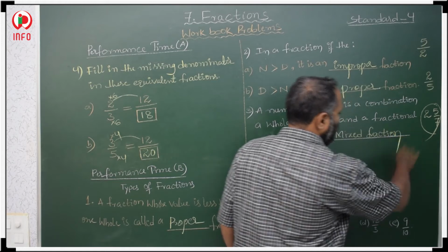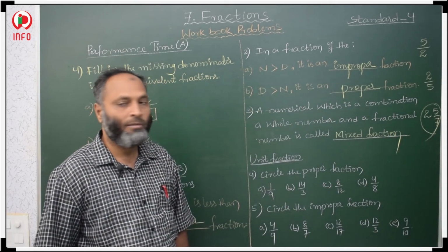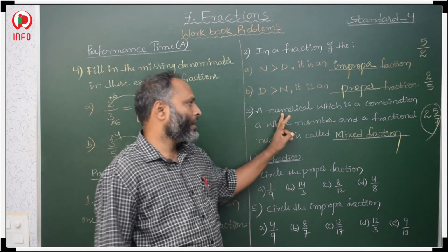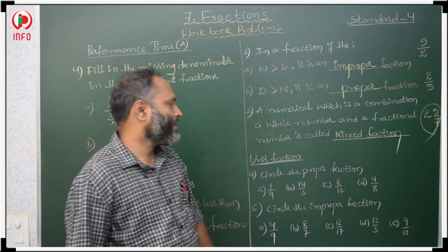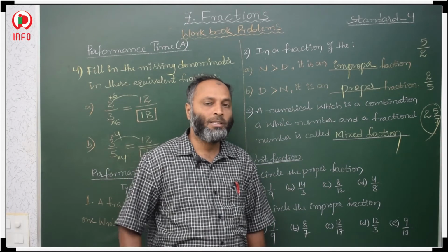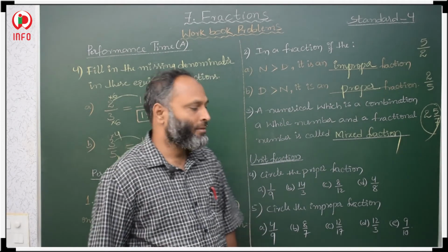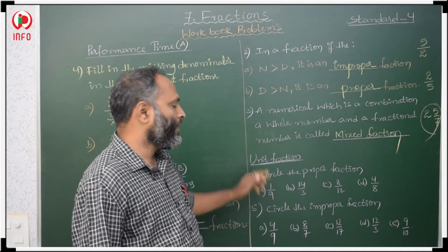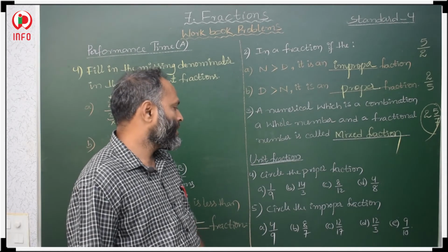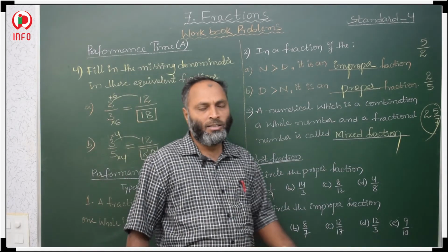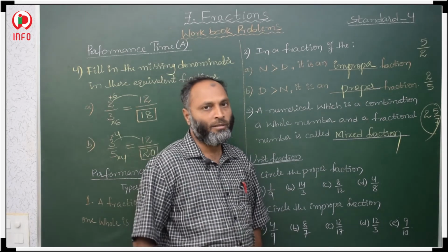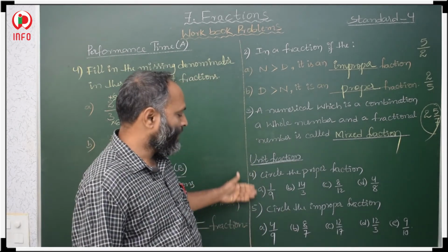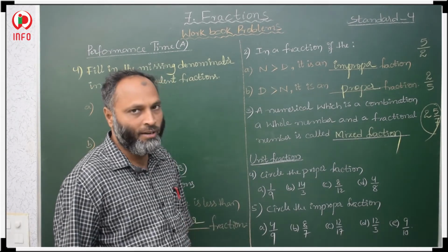It is called a mixed fraction. A mixed fraction is a combination of a whole number as well as a fractional value. So, this is a mixed fraction. Next, unit fraction. If the numerator of a fraction is 1, that is a unit fraction. Here, some other types of fractions are given in the blank.